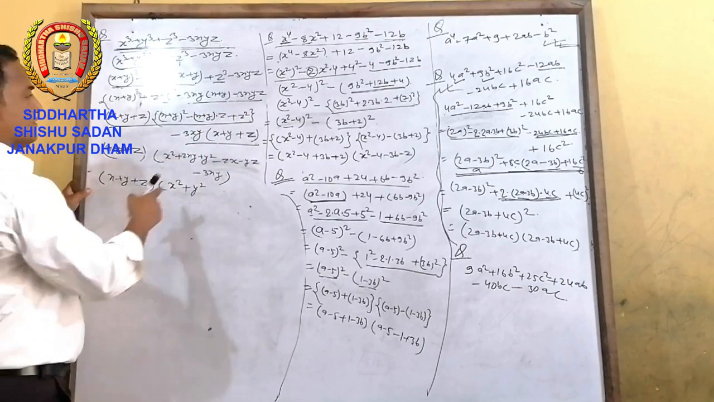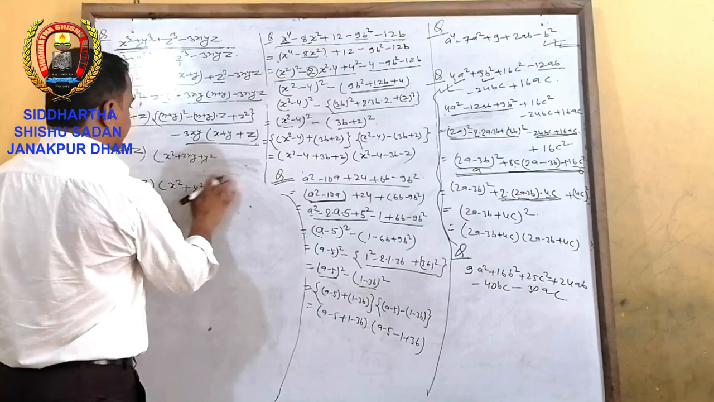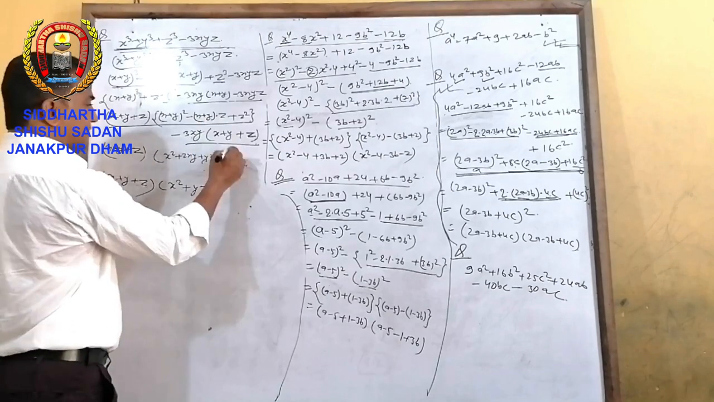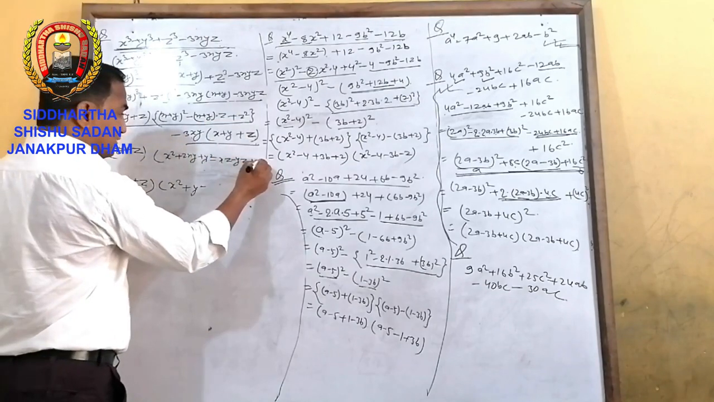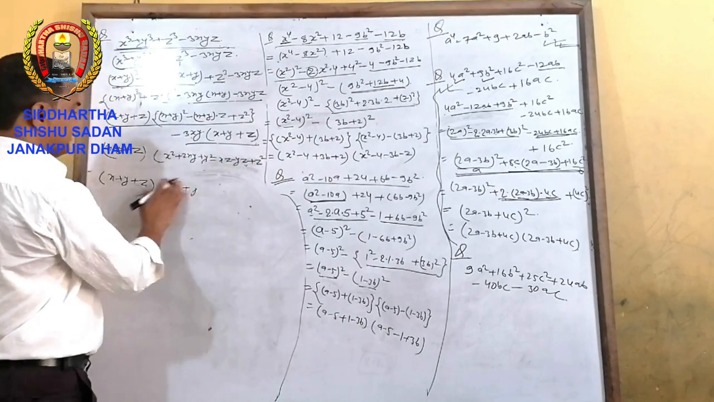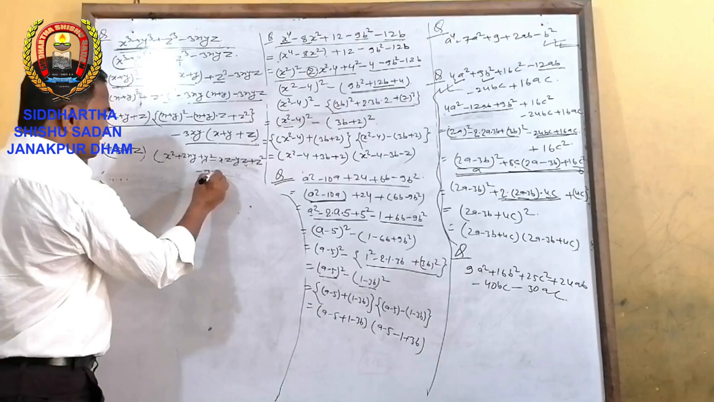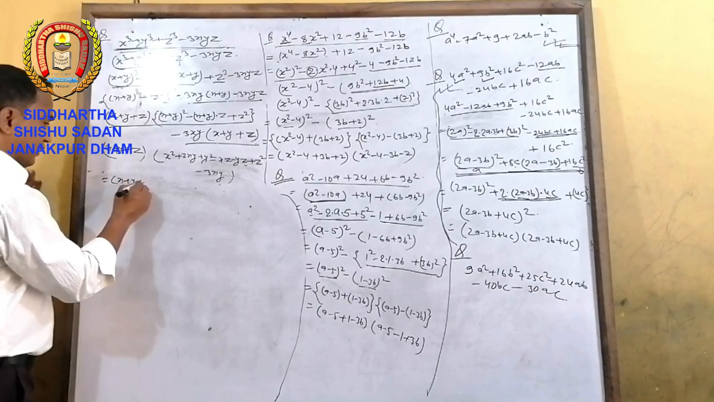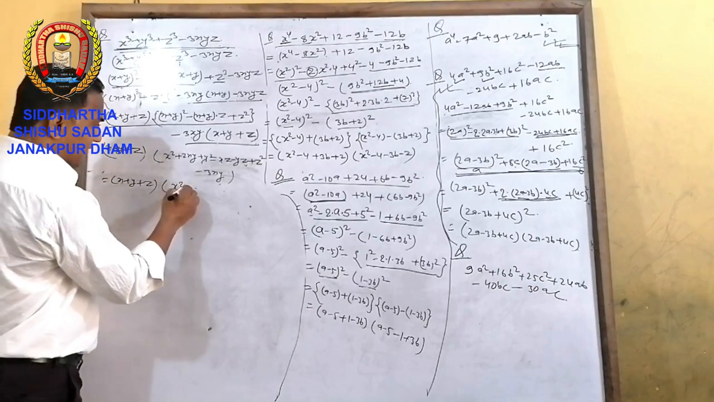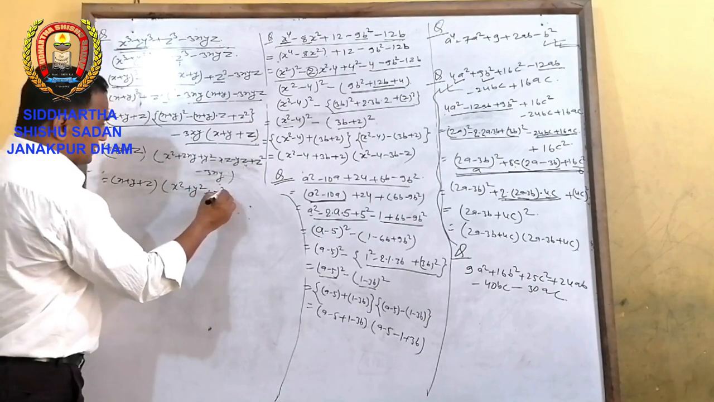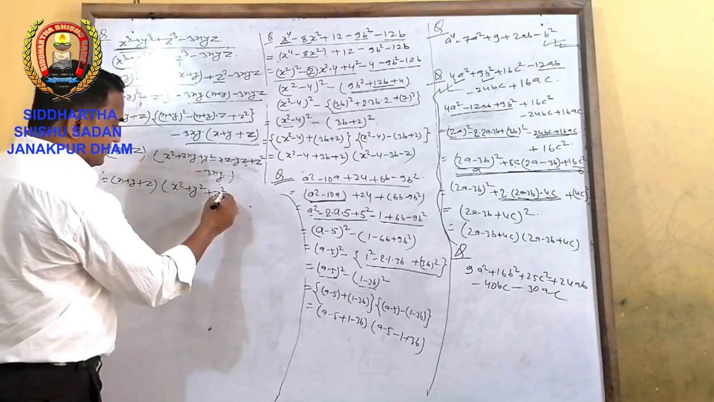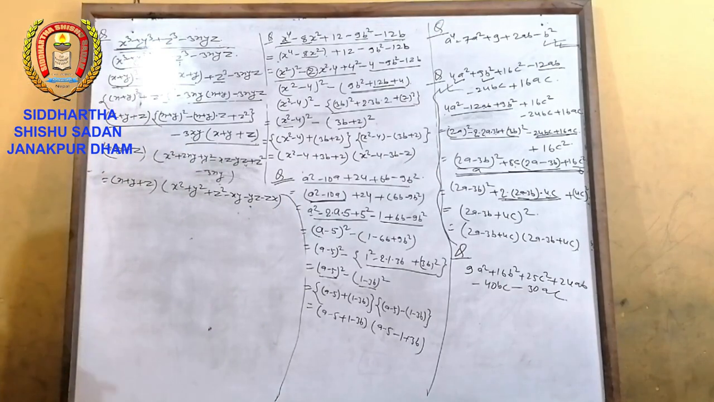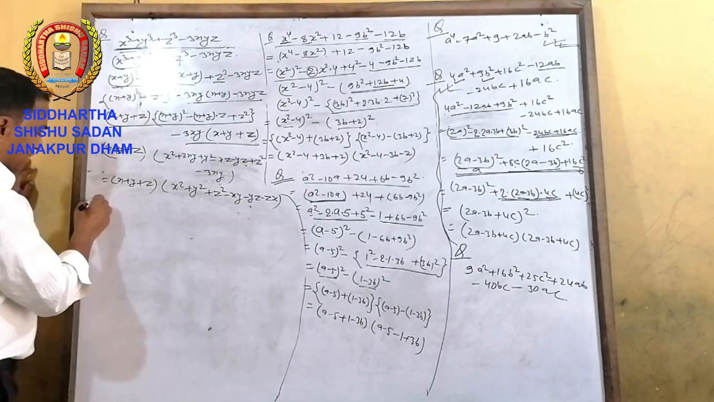z square is remaining. Sorry. Here is x square plus 2xy plus y square minus xz minus yz and plus z square is left over there. And this is minus 3xy. Right. Next is x plus y plus z and this is x square plus y square and plus z square, 2xy minus 3xy, this means minus xy minus yz minus zx. According to this rule you have to solve the question.